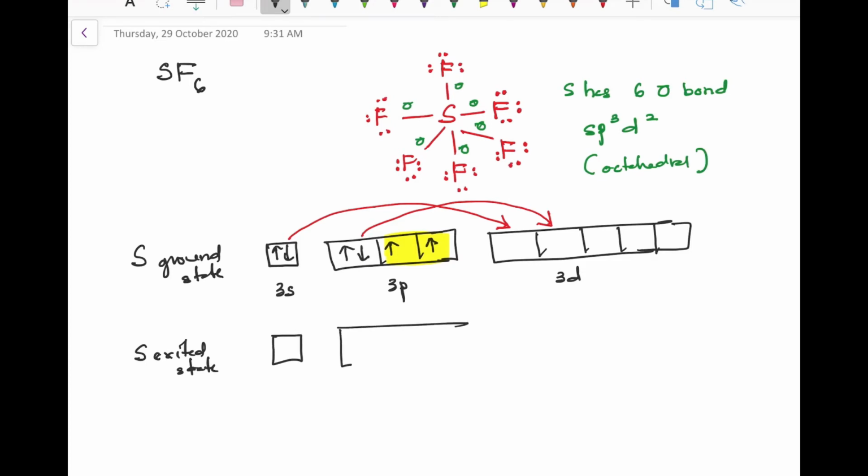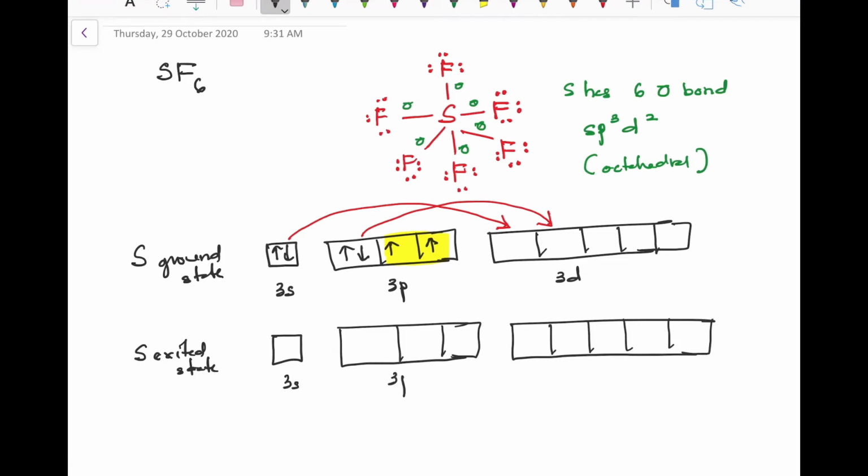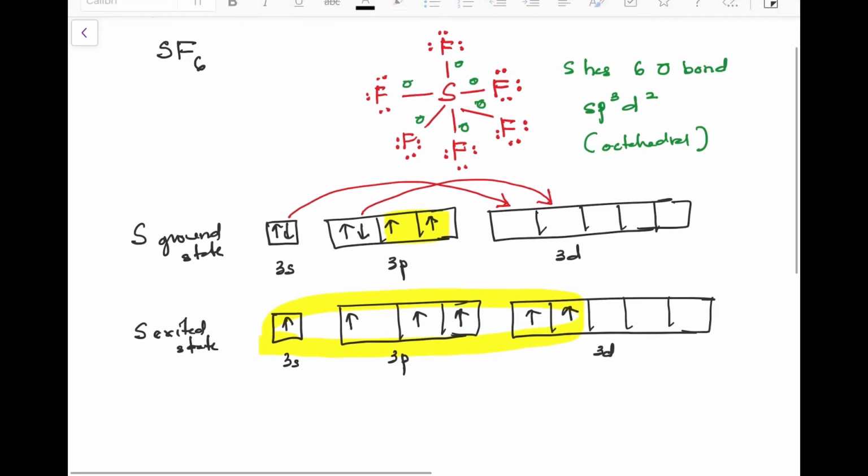3s, 3p and 3d, that occupy 6 electrons. Now the orbitals are ready to overlap with the 6 fluorine atoms. But the energy levels are different, so now we have to blend them together, or hybridise them. So we will have a hybridization.